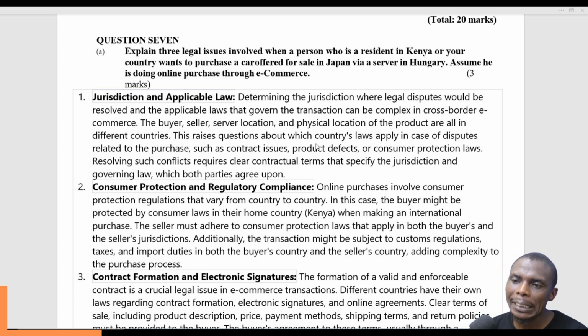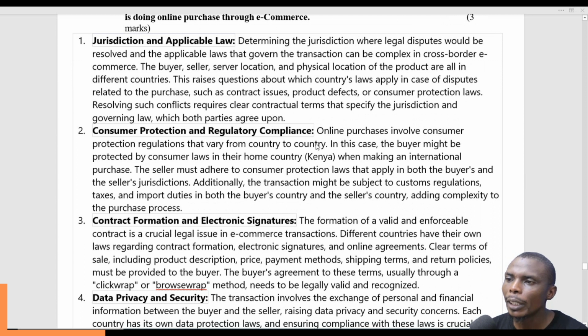Then the second one is consumer protection and regulatory compliance. So online purchases involve consumer protection regulations that again will vary from country to country. In this case, the buyer might be protected by consumer laws in Kenya if he's a Kenyan making an international purchase. The seller must also adhere to consumer protection laws that apply in both the buyer's and the seller's jurisdiction. So we have consumer protection and regulatory compliance.